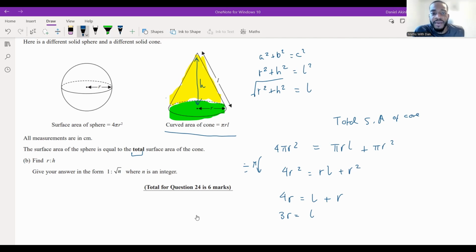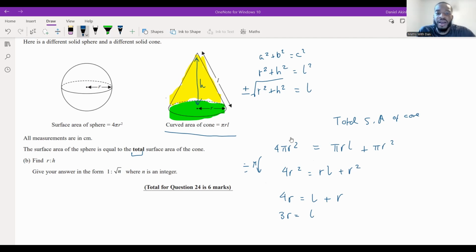Yeah. Normally we get plus or minus, right, when we square root, but why do we know it's going to be the plus? How do we know it's going to be the plus? Think about what we're squaring. We're squaring a length. Length can only be positive, right? So it's going to be positive, the square root of r squared plus h squared.